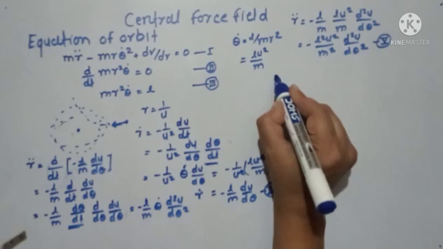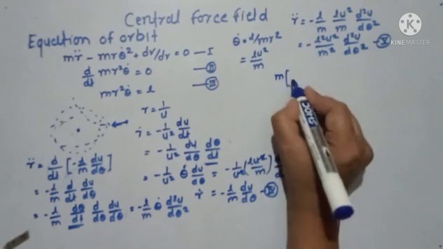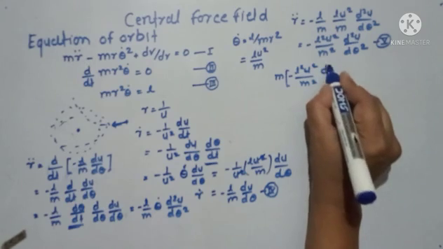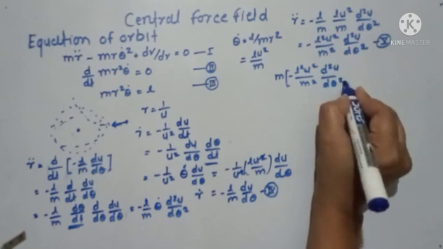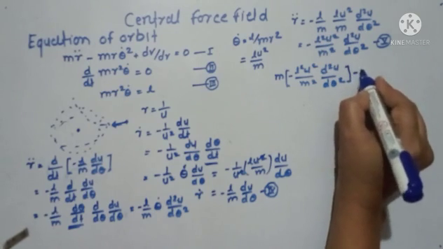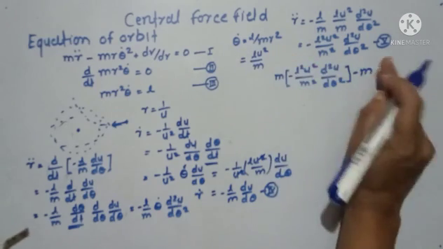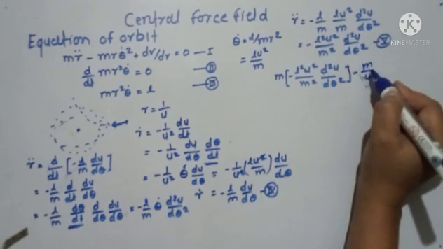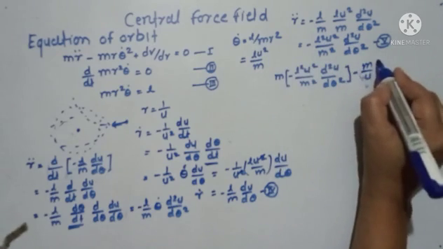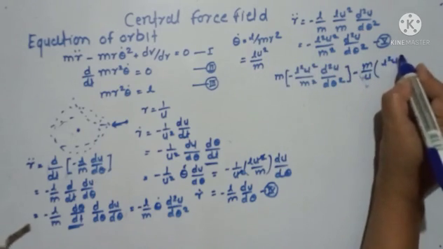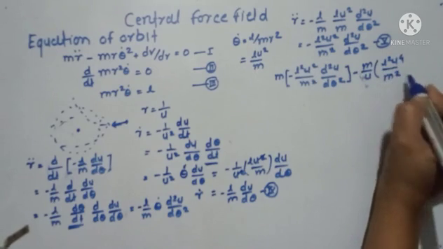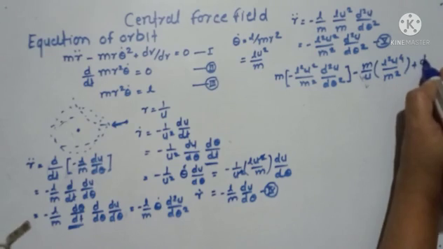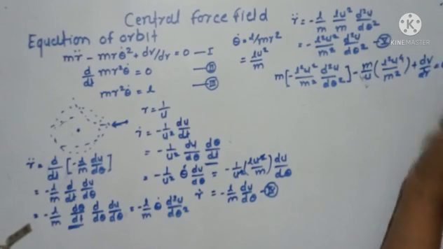So m, the value of r double dot is minus L square u square upon m square d square u upon d theta square, minus m, r is nothing but 1 upon u, so I'll write it here as m upon u, and theta dot square, again put the value of theta dot square, which is L square u raised to 4 upon m square, plus dv by dr is equal to 0.